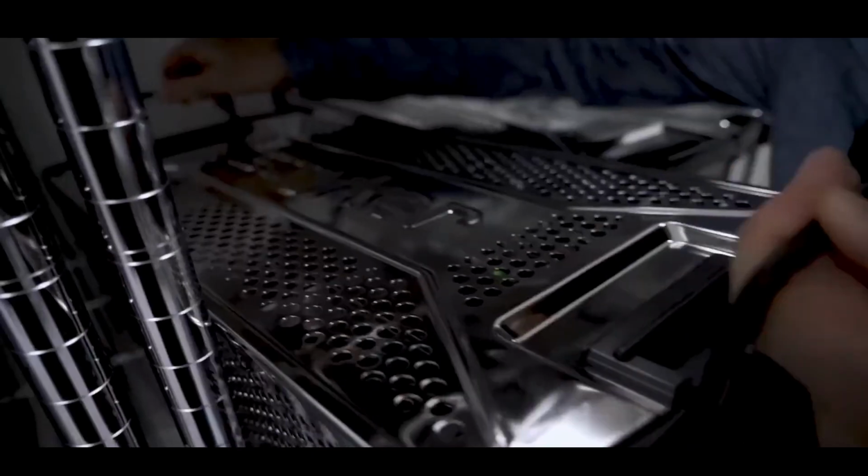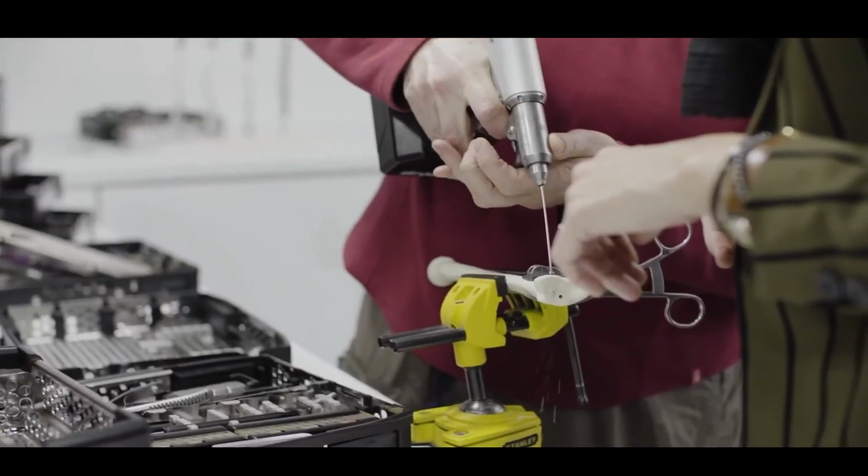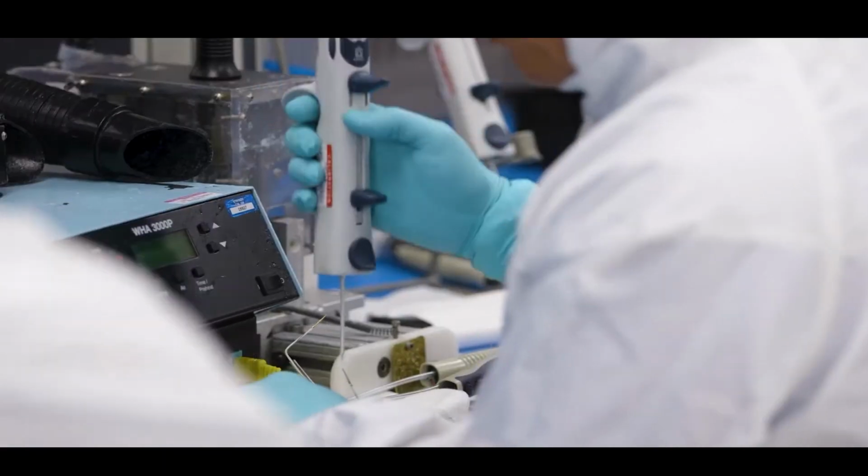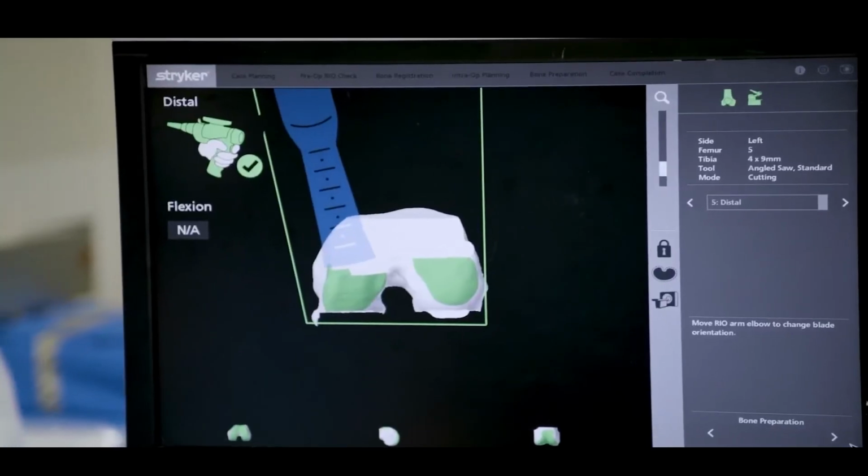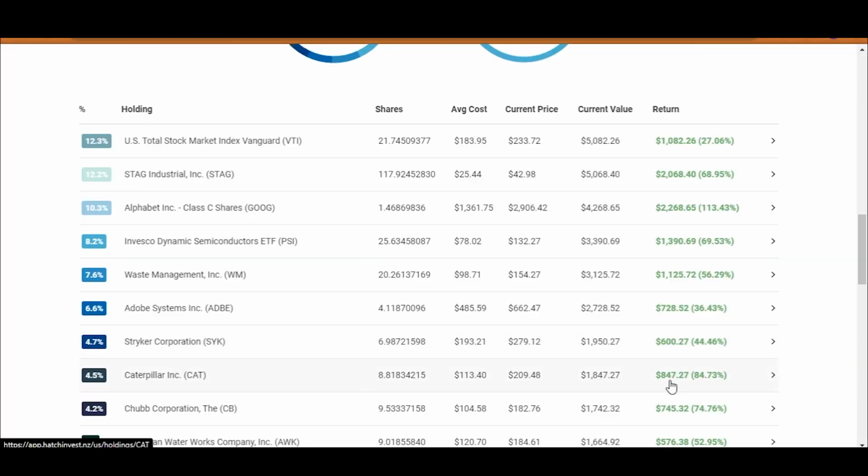Stryker Corporation, which is a medical and surgical equipment manufacturing company, I invested in that because you can see how a company like this is needed. And it has given me a return of 44%. Caterpillar, I bought into Caterpillar because of the pandemic. I knew the first thing that's going to come back is construction, and Caterpillar has a big grip on the construction industry. So far, I have been right because it has gone up 84%.